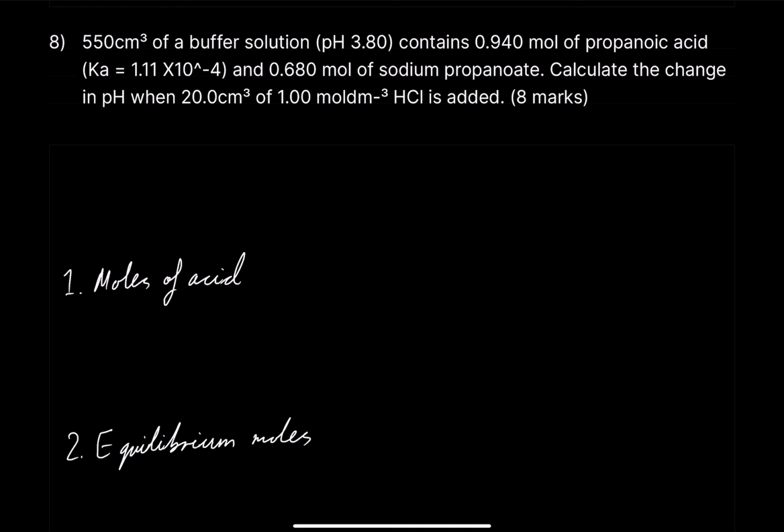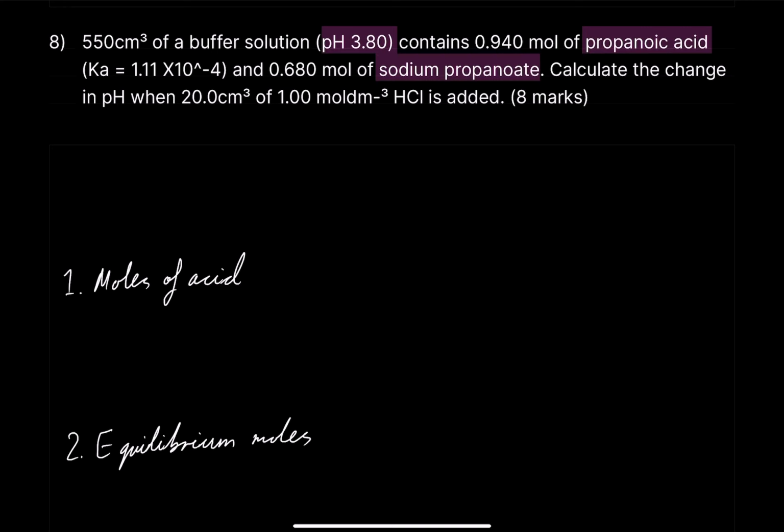So a lot of information here. I'm going to break it down. The first thing I'd do is we need to understand what's going on. So we have a buffer solution of propanoic acid and the salt of our weak acid, which is sodium propanoate. So that's our buffer. They already told us the pH. This is the pH of this buffer that's maintained.